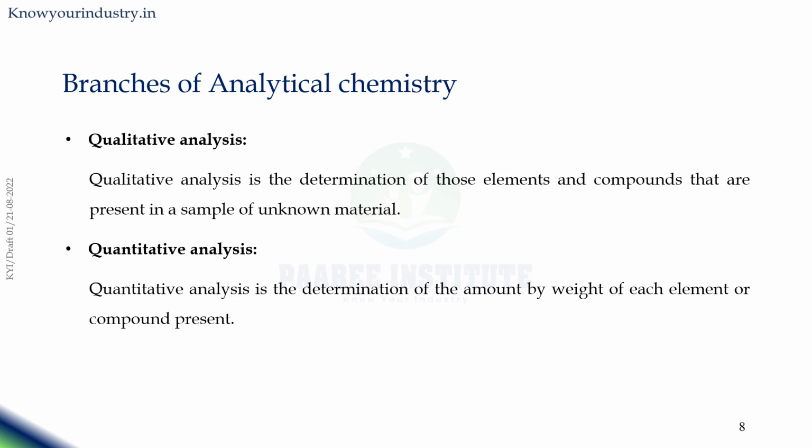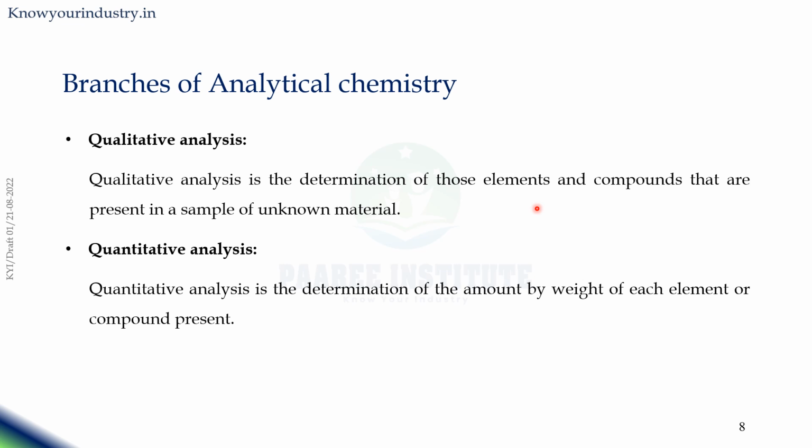So analytical chemistry, or analysis, is basically used for two different things. One is qualitative analysis and the other is quantitative analysis. Qualitative analysis is generally the determination of the elements and compounds that are present in a sample of unknown material. We are just determining the elements and compounds present in the sample. So we name it. For example, a paracetamol tablet is given to you and tested for specific things, and you say that it contains paracetamol.